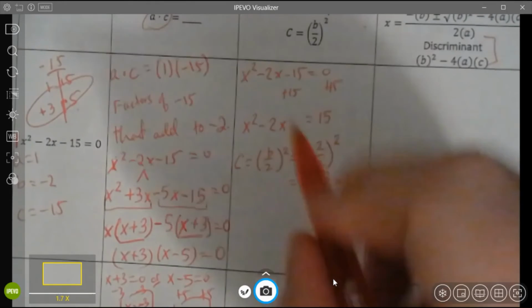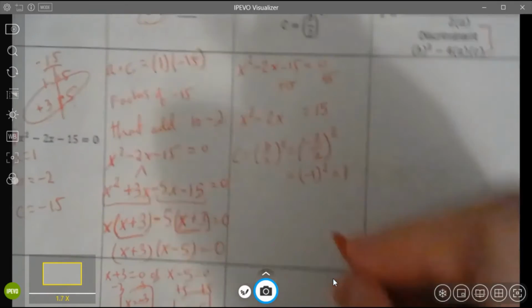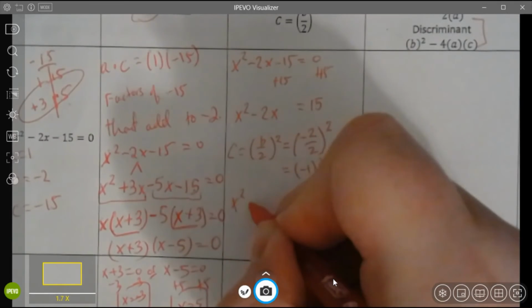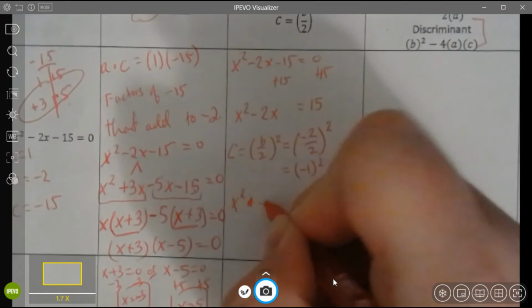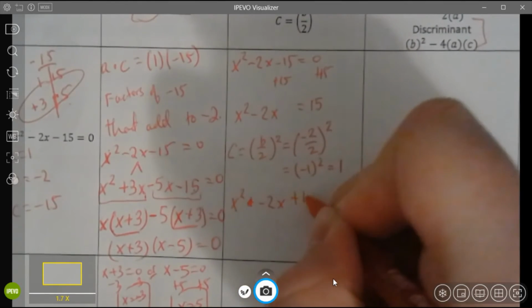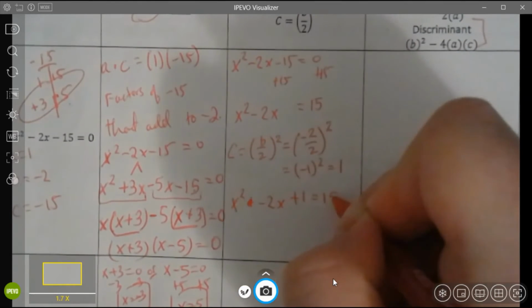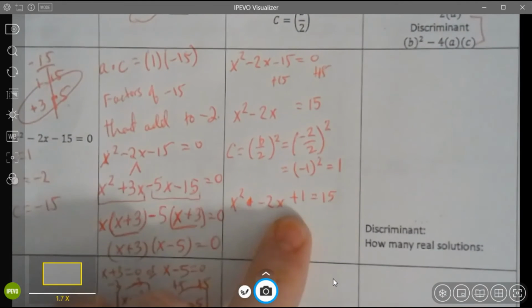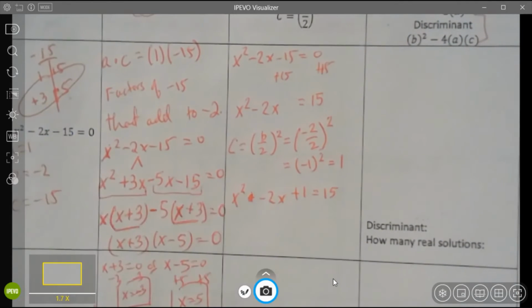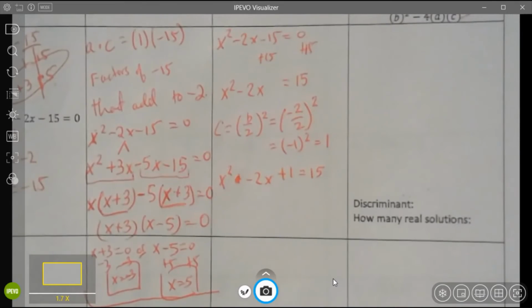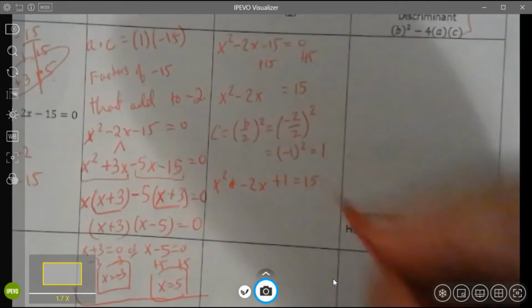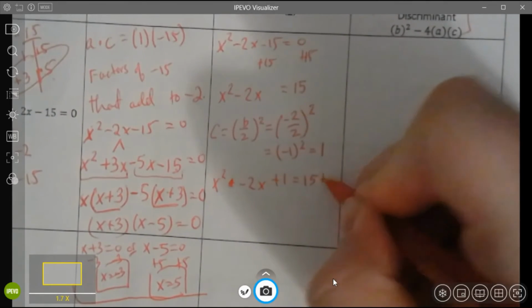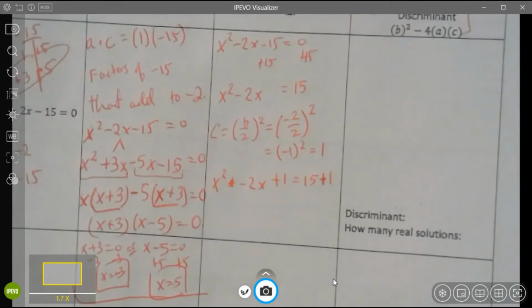So I'm going to rewrite this up here as x squared minus 2x plus 1 equals 15. But I added 1 on this side, so I need to keep my equation balanced. That means I need to add 1 on the other side. So I'm going to add 1 here as well. Whatever you do to one side, you have to do to the other.